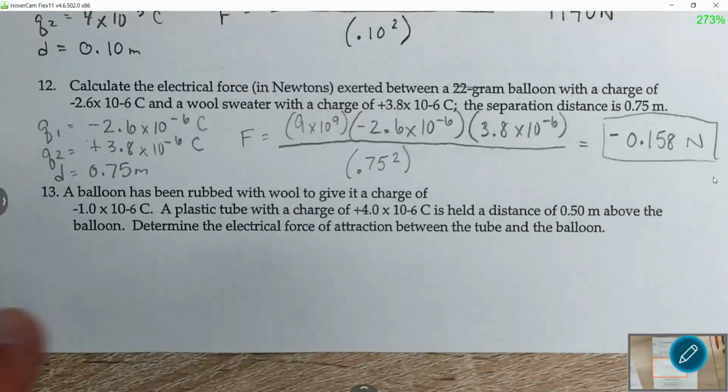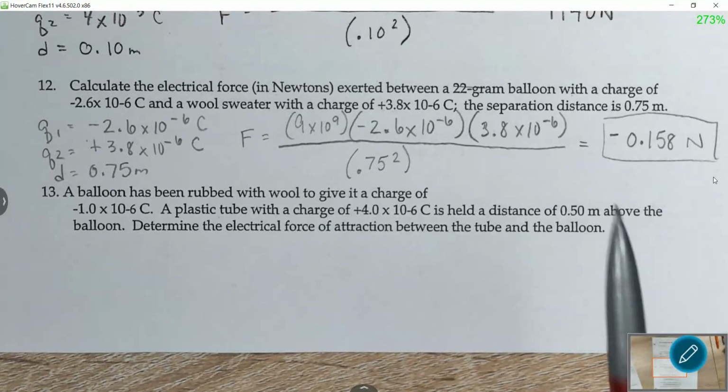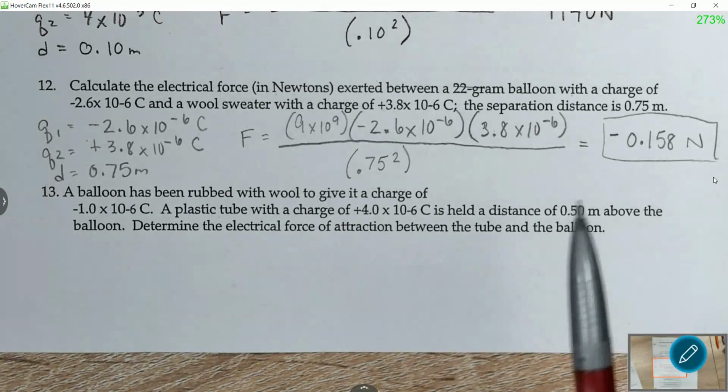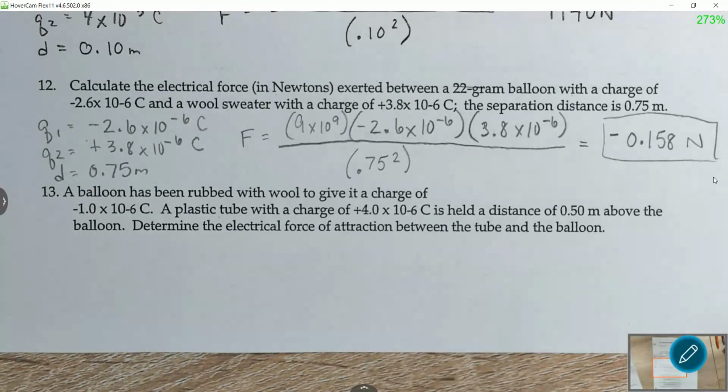So now you guys are going to pretty much finish out and solve for 13. You're going to finish out and solve for 13.